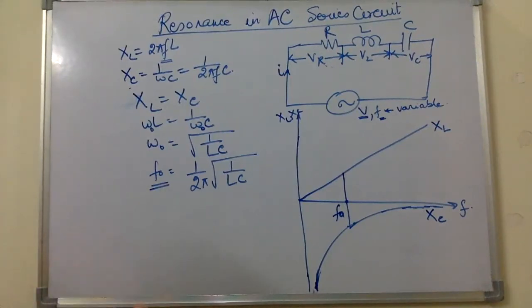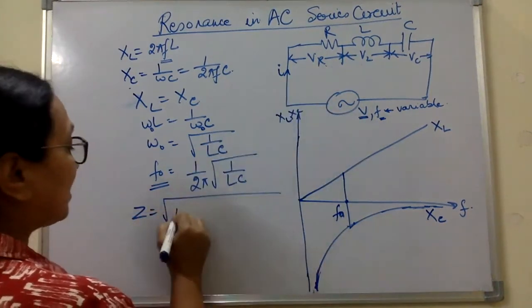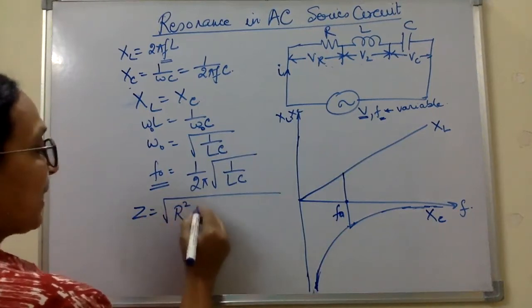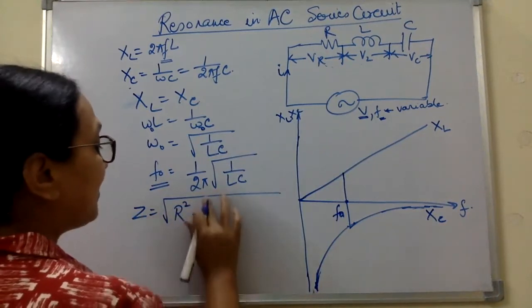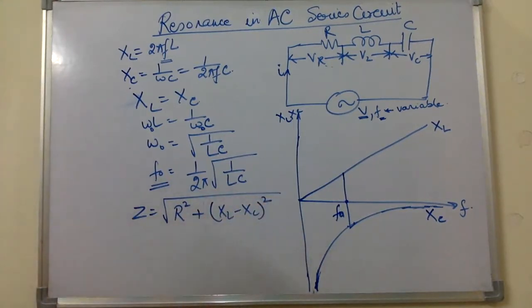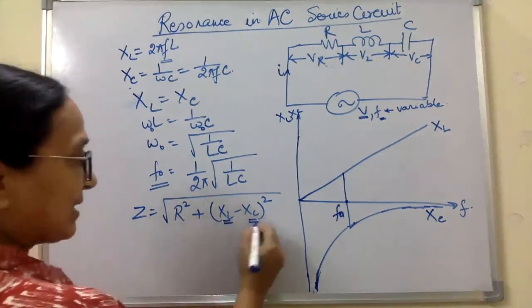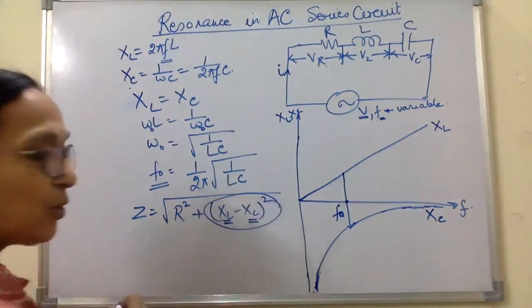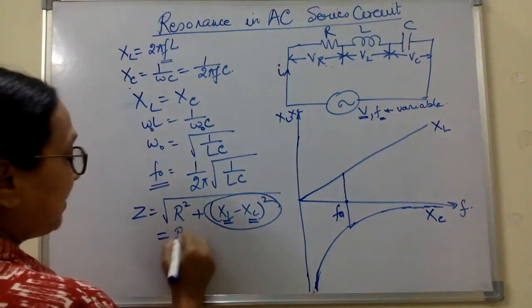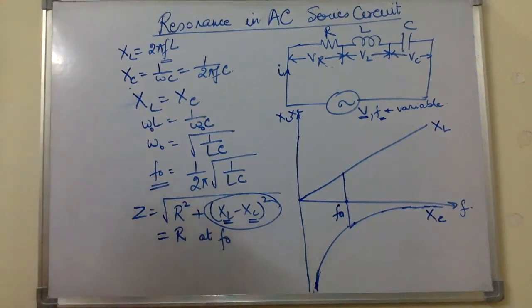Now, if I try to calculate the impedance of the given circuit, the impedance of the given circuit is given as Z is equal to under root R square plus XL minus XC whole square, that is the resultant reactance whole square. Now, because XL is equal to XC, this means this reactance term will be equal to 0. Therefore, Z will be equal to R at F0. So at resonant frequency, your impedance is only equal to the resistance of the circuit.